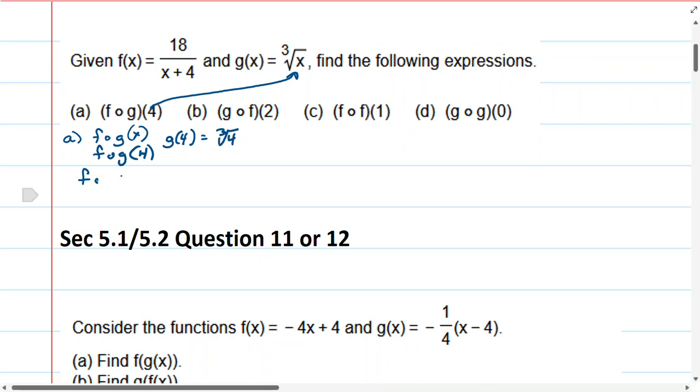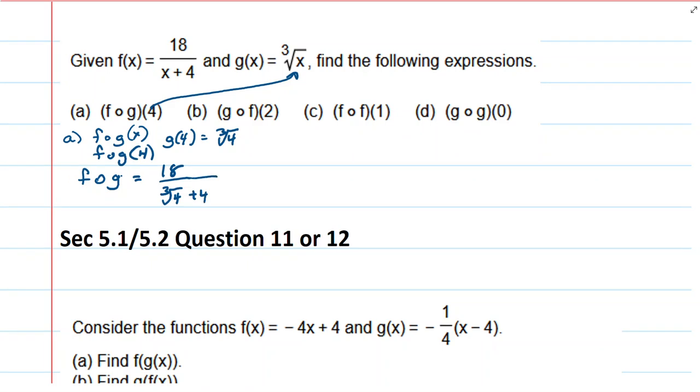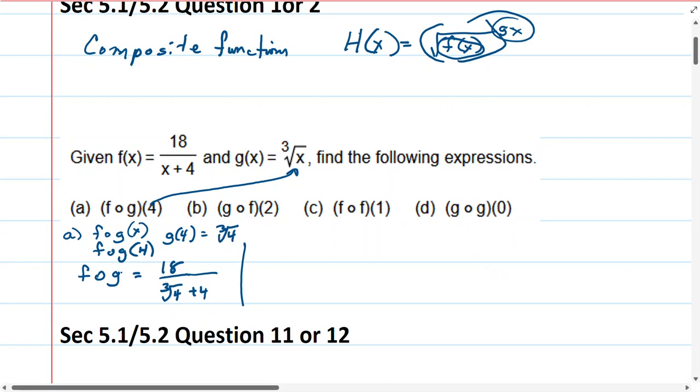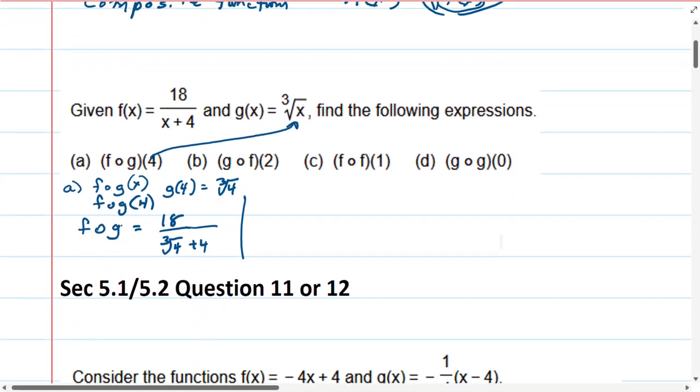That equals 18 over 3 square roots of 4 plus 4. And that's as bad as it gets. You're only going to get one of these, and it's from your homework. And I put down which one it is.